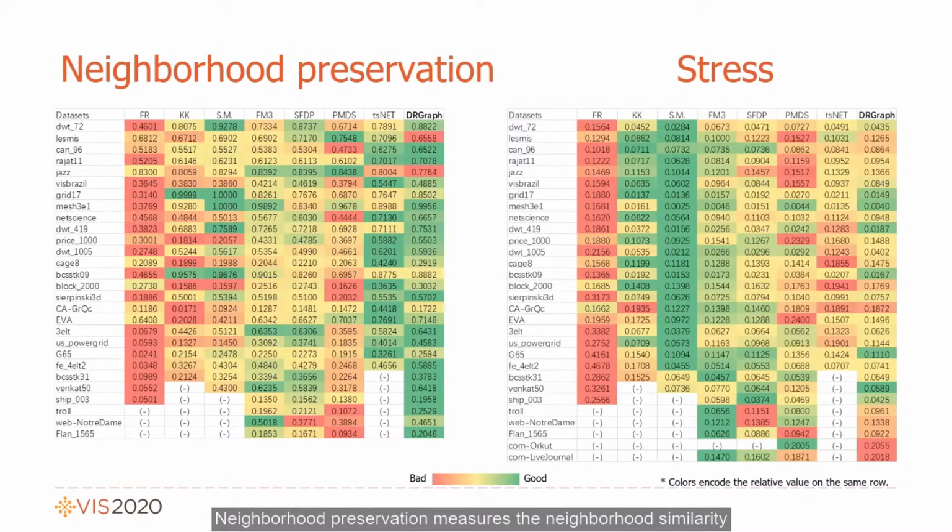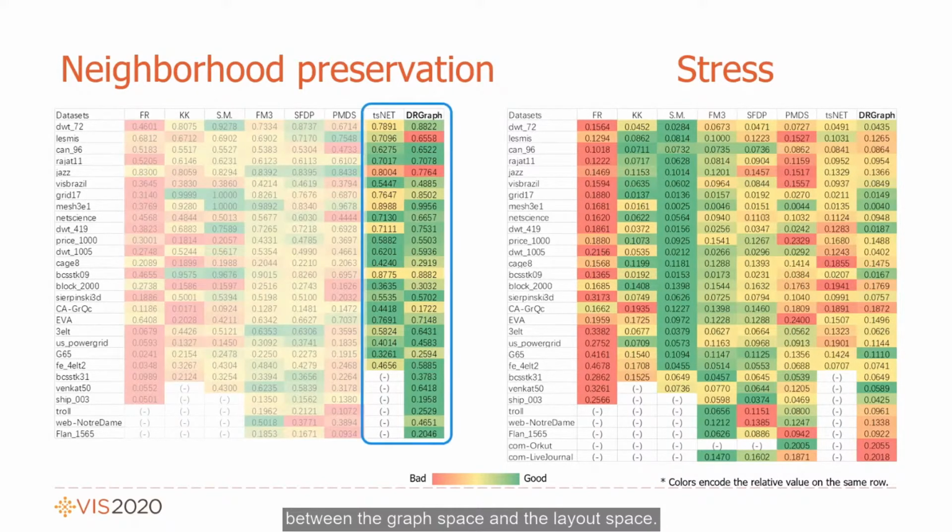Neighborhood preservation measures the neighborhood similarity between the graph space and the layout space. DRGraph and tsNET are superior to other methods in terms of neighborhood preservation due to the local structure preservation nature of t-SNE. The gap of the neighborhood preservation metric between tsNET and DRGraph is small, indicating that our method achieves a comparable layout quality.